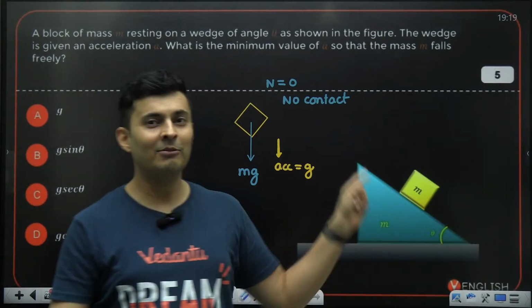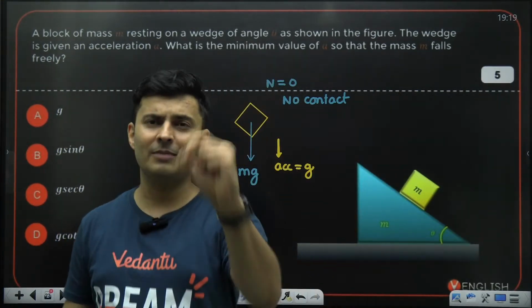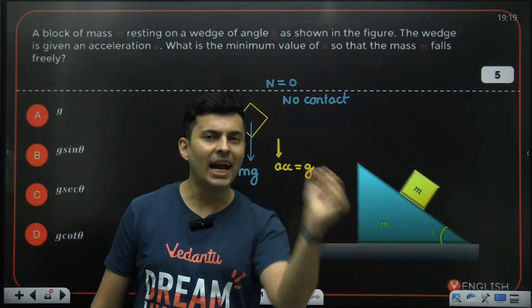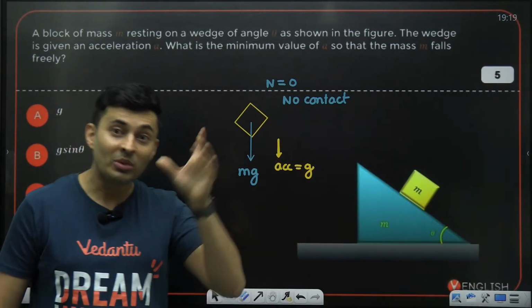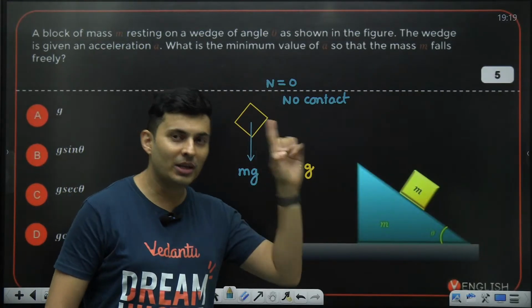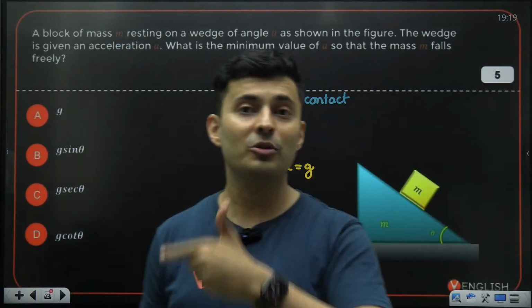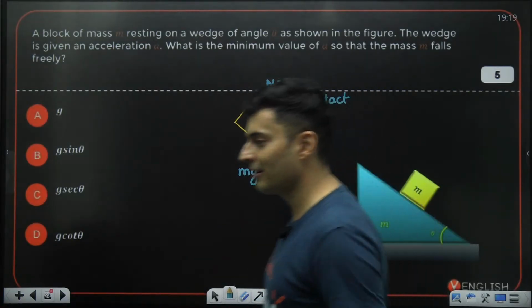Now that is something which I leave to the next class. Why? Because we are going to learn something called constrained motion and multiple pulley systems. That part can be easily done with the constrained motion concept. So keep that in mind. We will be doing this exact same question, and that is why this question becomes slightly trickier. Getting it?